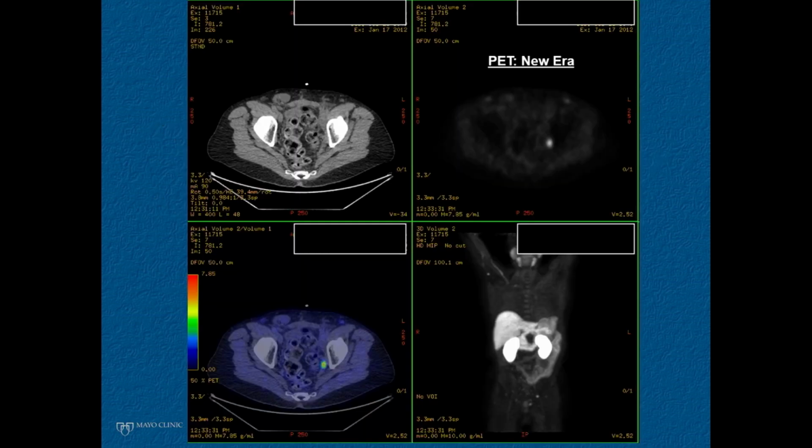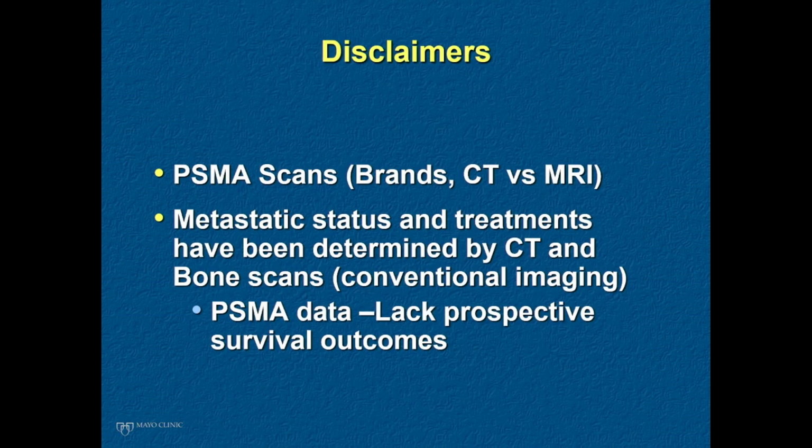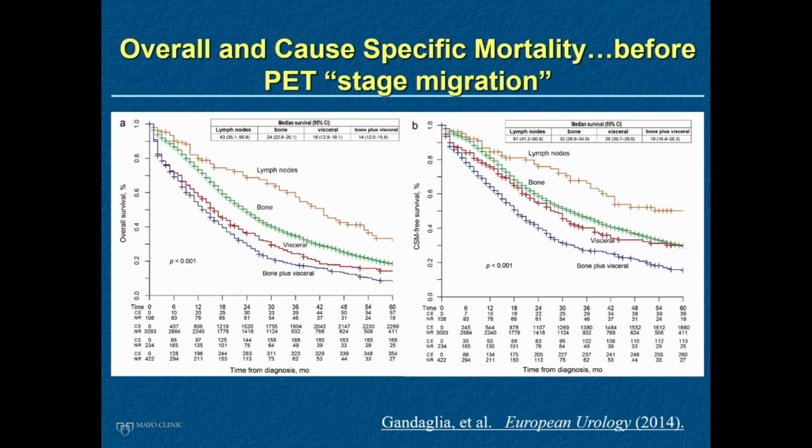And certainly what you're seeing is, this whole concept of molecular imaging has ushered in a new era when it comes to prostate cancer management. Some disclaimers: I will not talk about the different types of PSMA scans, nor go into the whole PET CT, PET MRI. And just to remind everyone, the metastatic status and treatments that have shown survival benefits have been determined by CT and bone scans, or conventional imaging. So really a new era with all the PSMA data. We do not have long-term survival outcomes, but those are ongoing.